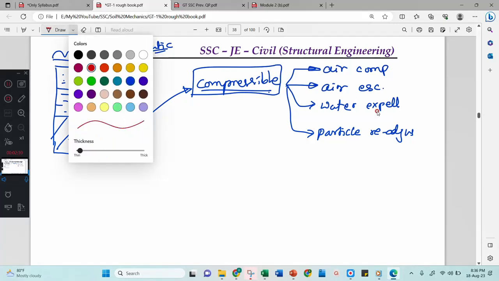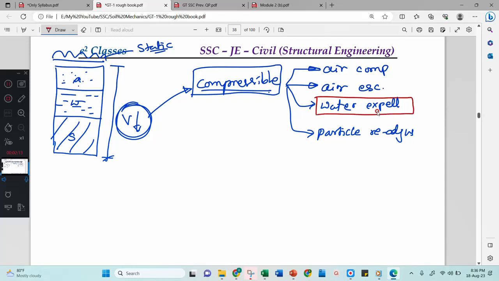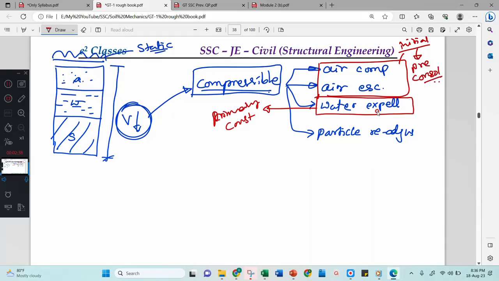Now in last class we discussed water expulsion. This is considered as primary consolidation. The first two are considered as initial consolidation. Yesterday I did not give another name for this initial consolidation. You can call this pre-consolidation. Note it in the last day's class: this is also called pre-consolidation or initial consolidation. Now, in this initial consolidation, what happens? The initial consolidation is also called compaction.